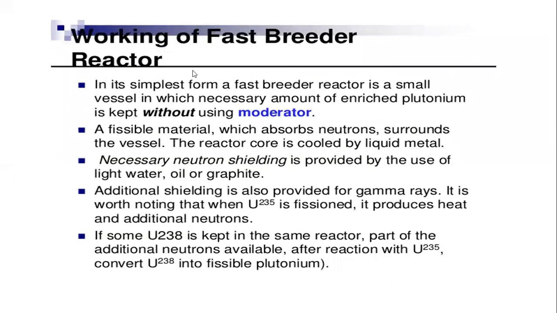Next, the working. The simplest form of the fast breeder reactor is a small vessel in which a necessary amount of enriched uranium or plutonium is kept without a moderator.